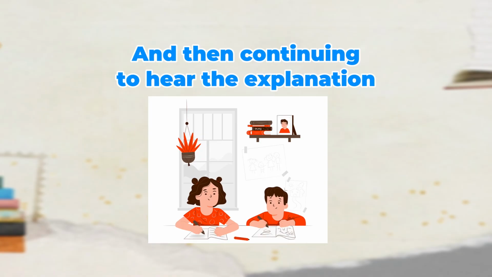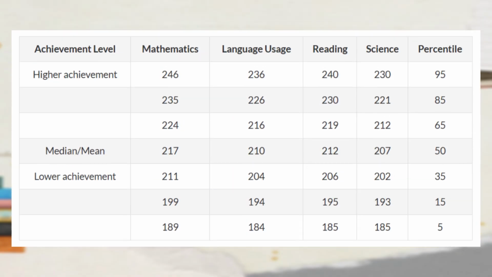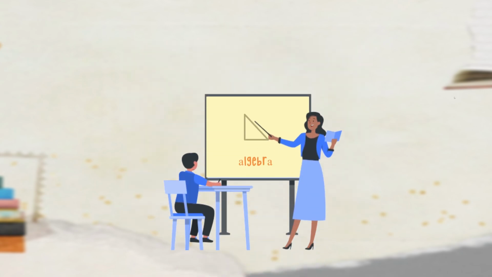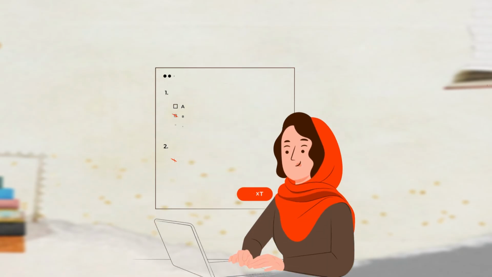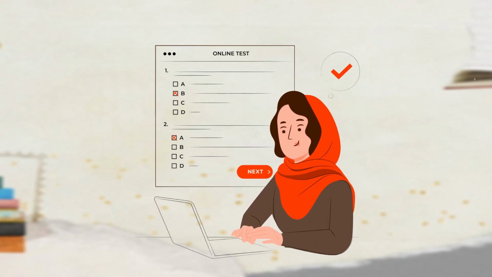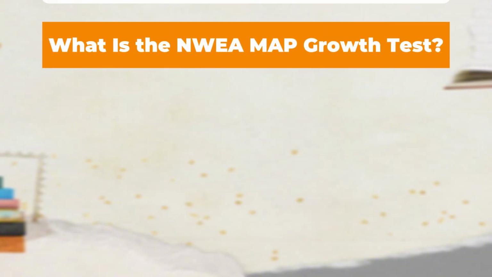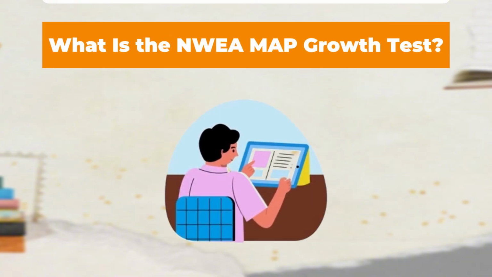Later in the video, I'll also show a MAP score table for 8th grade so you can better understand how scores and percentiles are usually interpreted. By the end, you'll have a clearer idea of the test format, the question styles, and the skills you may need to strengthen before test day. Let's get started. The NWEA MAP growth is an adaptive test.